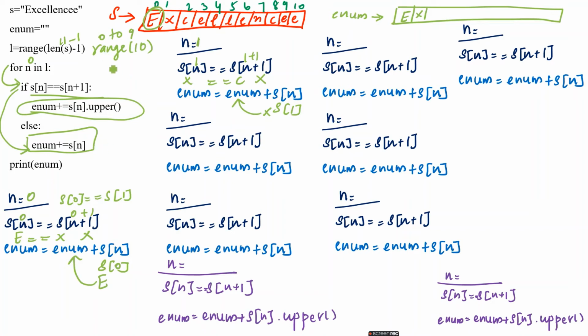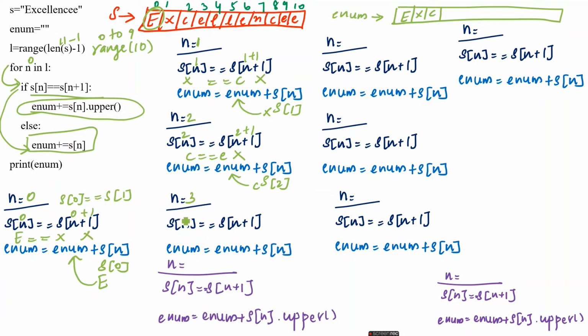Now we will go back to the loop and next value for n will be 2. Now we will check s of 2 is equal to s of 2 plus 1. So s of 2 the value is c and c is equal to s of 2 plus 1, that is s of 3. C is equal to e. Condition is false. So we have to execute the else part. Enum equal to enum plus s of 2. S of n means s of 2. The value of s of 2 is c. We have to concatenate c to enum. C is added here.